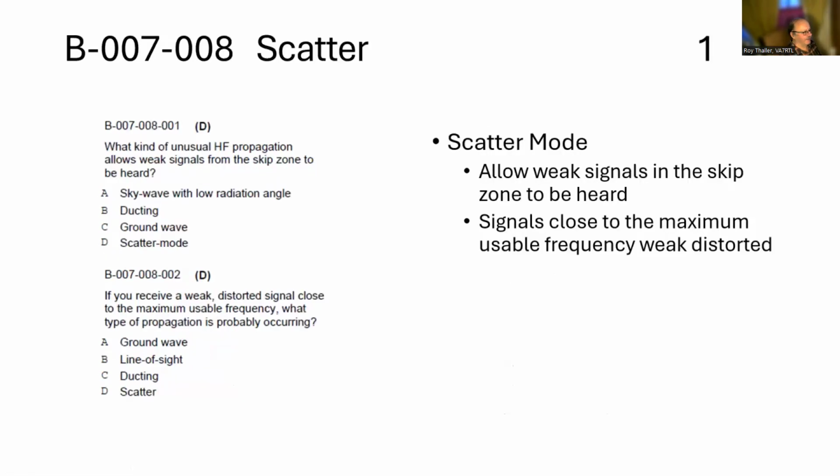Now we get into the section of scatter, and this can happen with any radio signal, usually more prominent at the HF signals. And this is where the signals get scattered and bounce off of different things. So, what kind of unusual HF propagation allows weak signals from the skip zone to be heard? So, that would be the scatter mode D. If you receive a weak distorted signal close to the maximum usable frequency, what type of propagation is probably occurring? So again, that would be scatter.